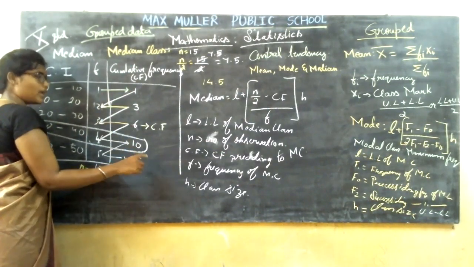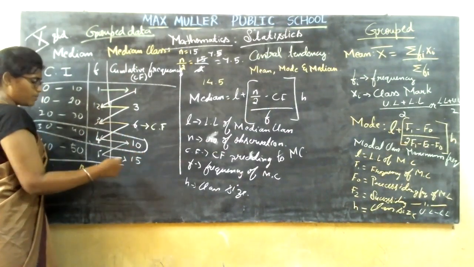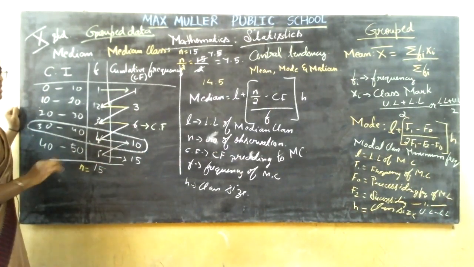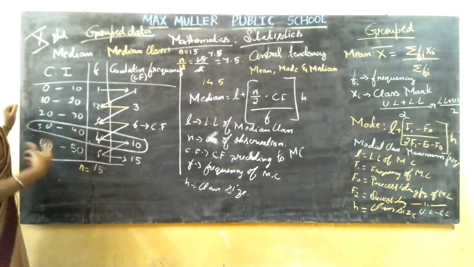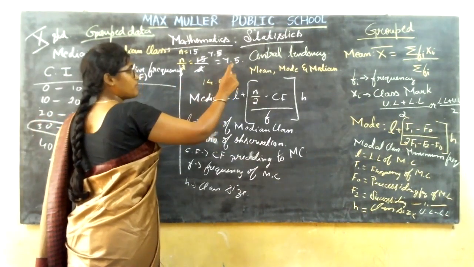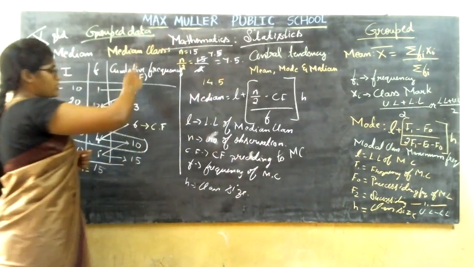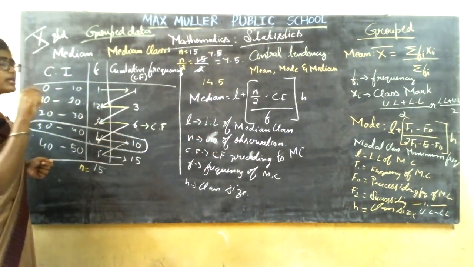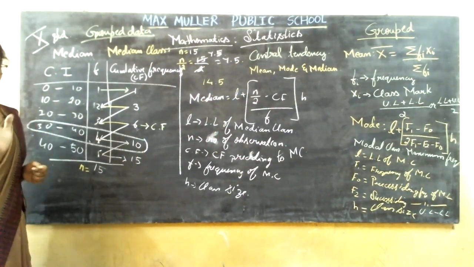How are you going to verify? The last number of the cumulative frequency and the n value should both match. If they are matching, yes, it is correct. Now you have already found the median class value, right? What is the value? It is 7.5. Now we are going to check where 7.5 lies in the cumulative frequency tabular column.